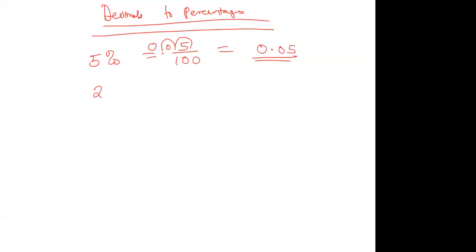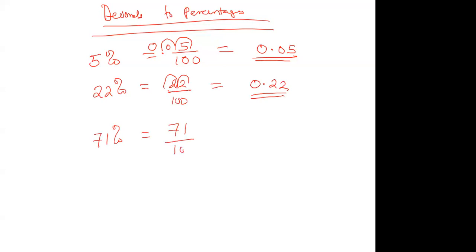If you have 22%, they ask to convert 22% to decimal. I told you that it's always out of 100. So it's 22 out of 100. That gives you 0.22. Then if you have 71%, that gives you 71 over 100. That gives you 0.71. So that is it.